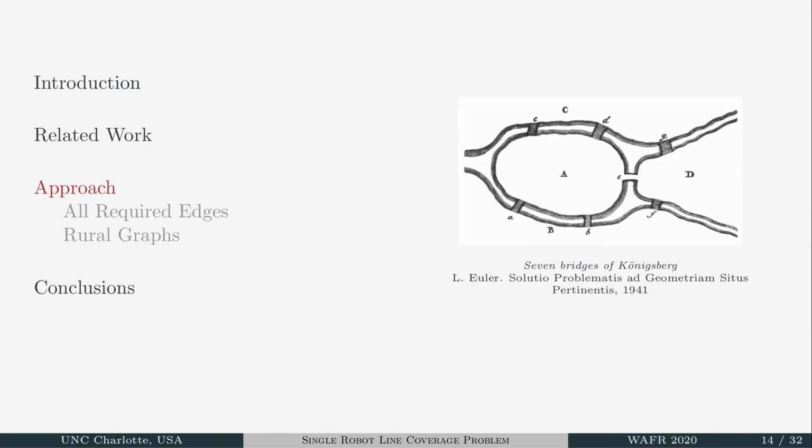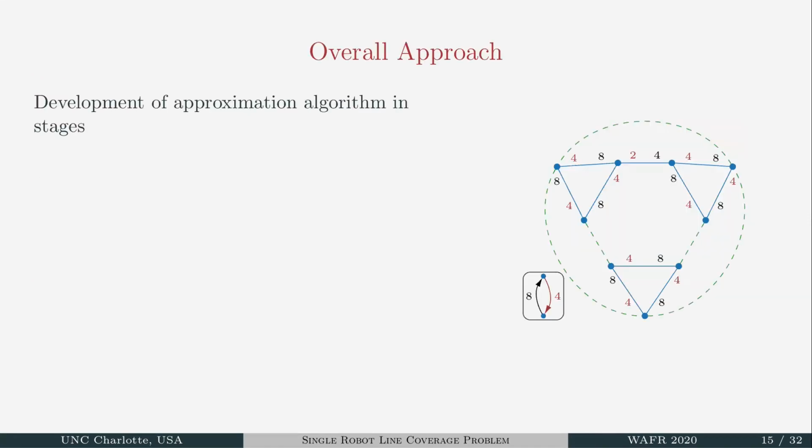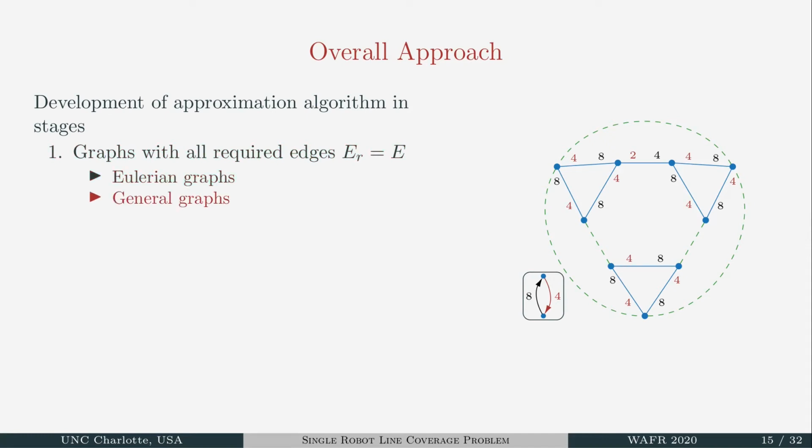We now discuss our approach to solve the single robot line coverage problem. We developed an LP formulation, and based on this formulation, we developed approximation algorithms in stages. First, we considered graphs with all required edges, with special cases of Eulerian graphs and then general graphs. Next, we considered rural graphs, that is graphs with both required and non-required edges.